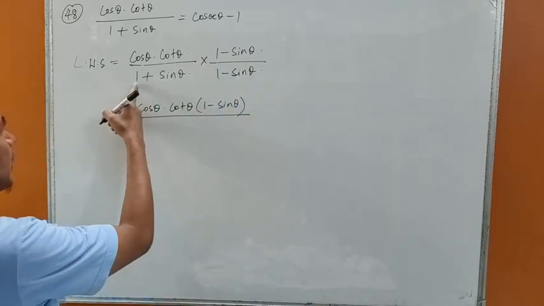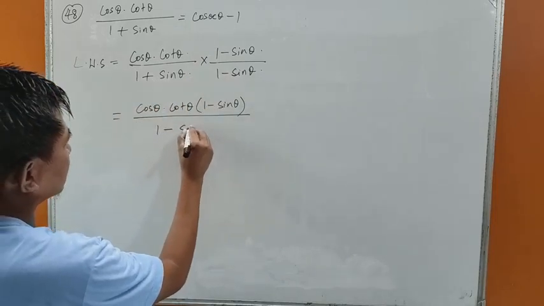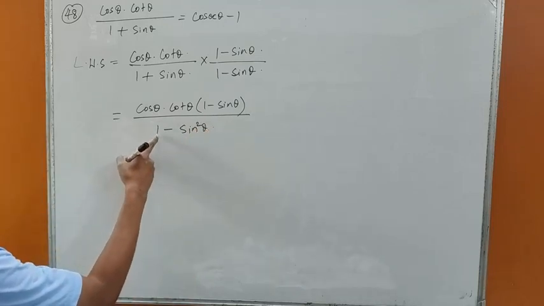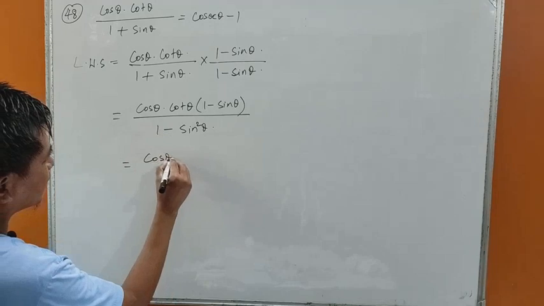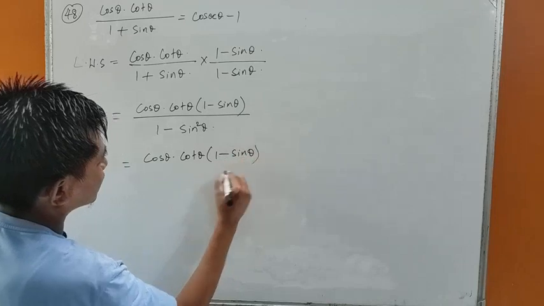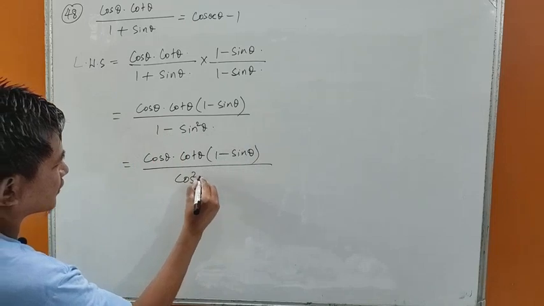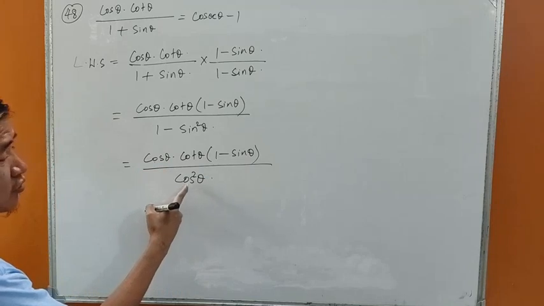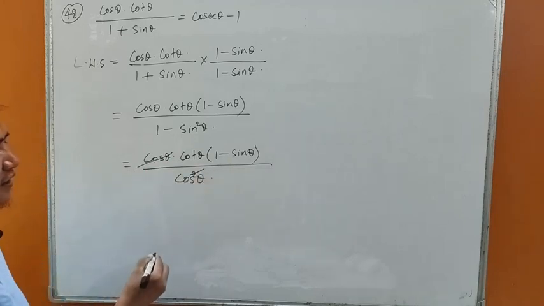In the denominator we have a plus b into a minus b, that is a square minus b square, isn't it? A square means 1 square, 1 square means 1, so minus b square means sin square theta. So cos theta into cot theta 1 minus sin theta, we write the numerator as it is for the time being. So 1 minus sin square theta is actually cos square theta, isn't it? So here we have 1 cos theta and here we have 2 cos theta. Cos square is cos theta into cos theta, isn't it? It gives us cos square theta. So this cos theta and 1 cos theta gets cancelled.